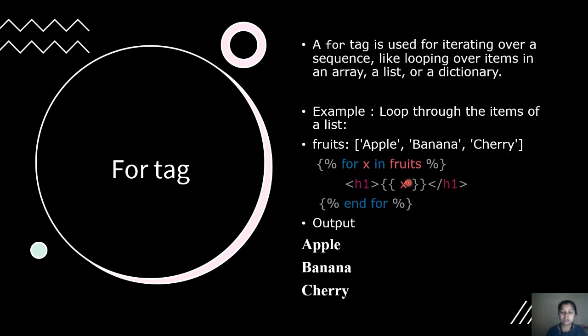So, here is the syntax of how the for tag is used. For x in fruit, so here x is the element which loops through each of the items in a list, that is apple, banana and cherry. And here each of the items is displayed in the H1 tag, that is of 34 pixels. So here the expected output is apple, banana and cherry. So here the font size will be 34.